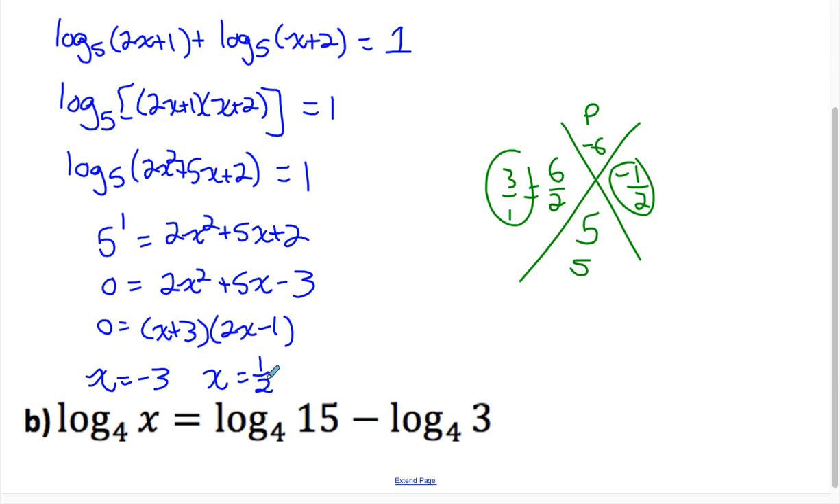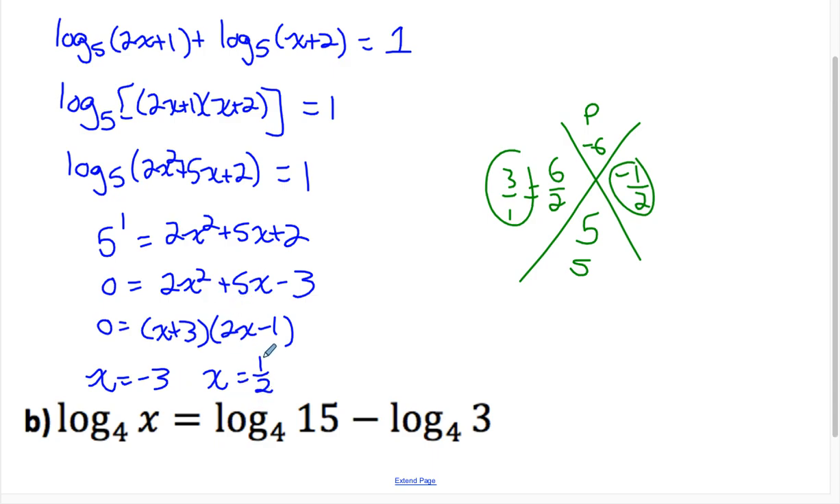Now whenever you solve an equation that has a logarithmic expression in its equation, you have to check and make sure that you don't have what's called an extraneous root. Did our solving process come up with an answer that doesn't actually work in the original equation?